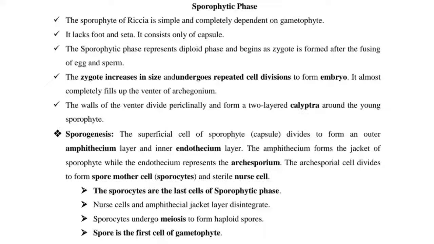Sporogenesis. The superficial cell of the sporophyte capsule divides to form an outer amphithecium layer and an inner endothecium layer. The amphithecium forms the jacket of the sporophyte while the endothecium represents the archesporium. The archesporial cell divides to form spore mother cells, sporocytes, and sterile nurse cells. The sporocytes are the last cells of the sporophytic phase. Nurse cells and the amphithecial jacket layer disintegrate. Sporocytes undergo meiosis to form haploid spores. The spore is the first cell of the gametophyte.